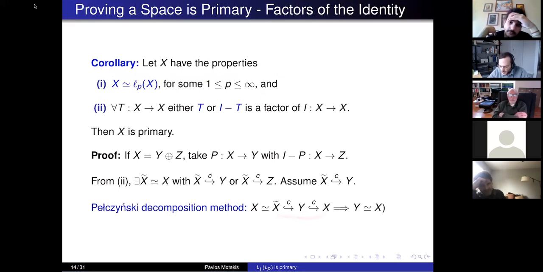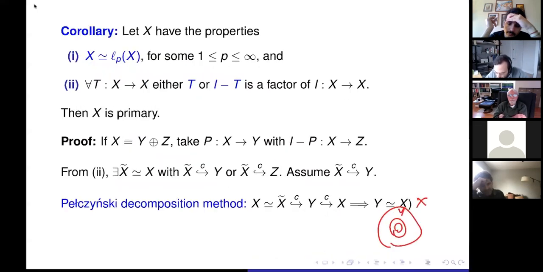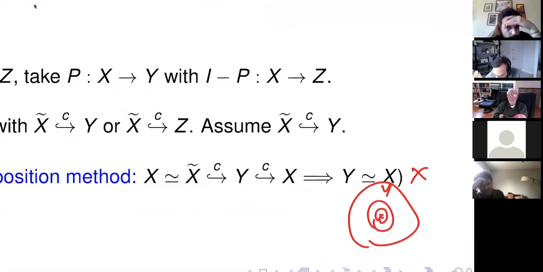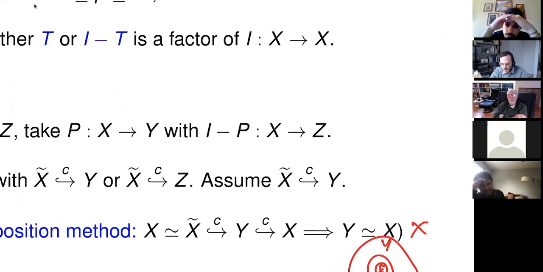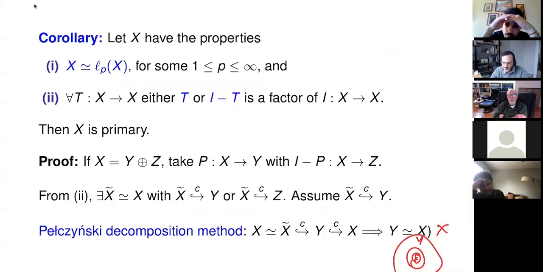So let me just draw maybe a picture here. You have X, and then from X you can project to Y, and then from here you can project to this X tilde, which is isomorphic to X. Let me zoom in just temporarily here. If you have this image with projections going from one to the other, then the space in between has to be isomorphic to X. So this is called Pelczynski's decomposition method.